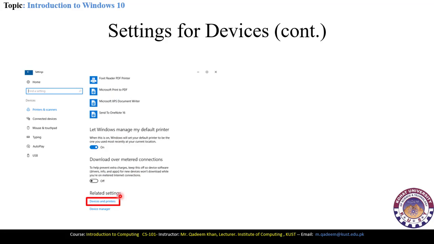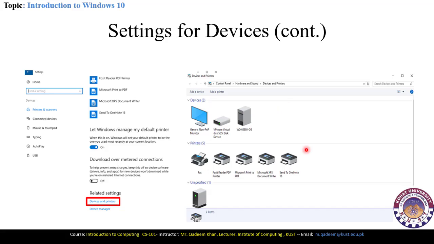Also, you have another related setting of the devices. So devices and printers, just click here. You will see this view where you can set any sort of printers here, or similarly you can also set the fax and scanner machine as well.